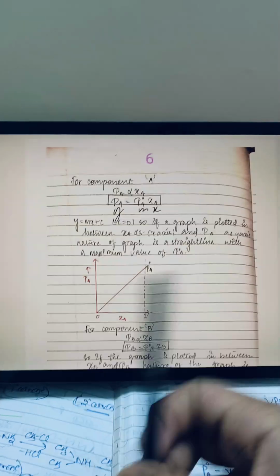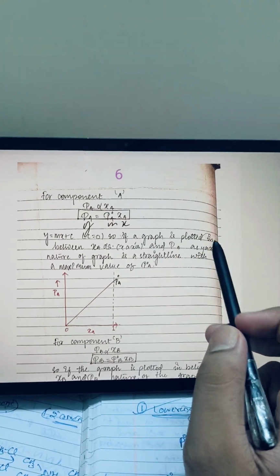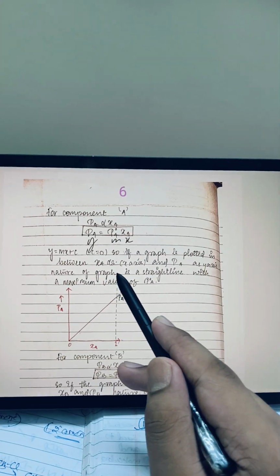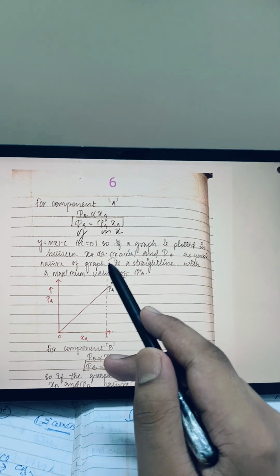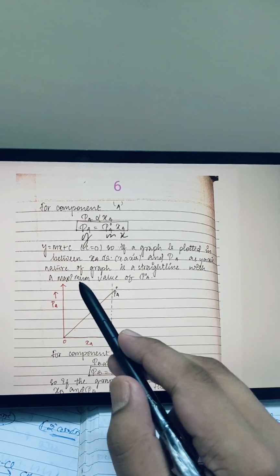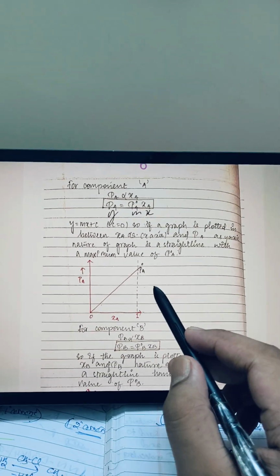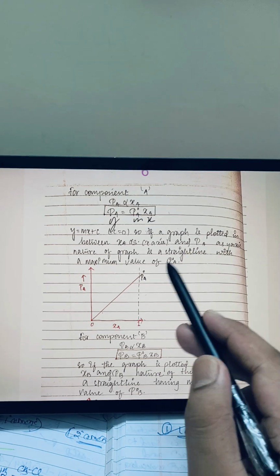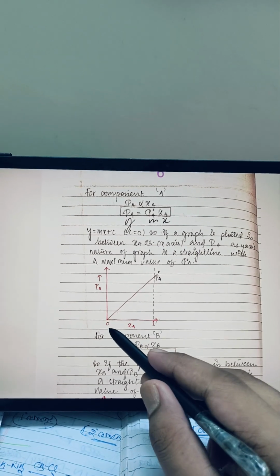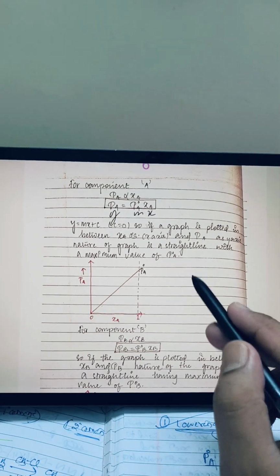So y equals mx plus c, with c equal to 0. If a graph is plotted between chi A as the x axis and P as the y axis, the graph is a straight line with a maximum value of P naught. Why is P naught the maximum value? Because chi A can maximum go to 1.